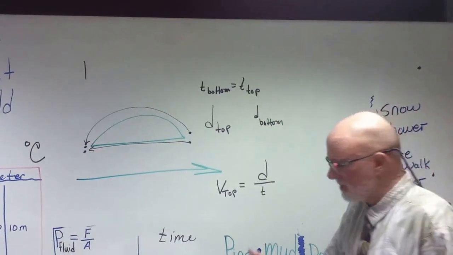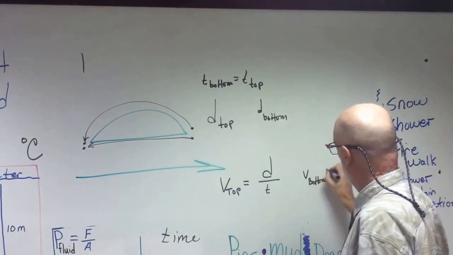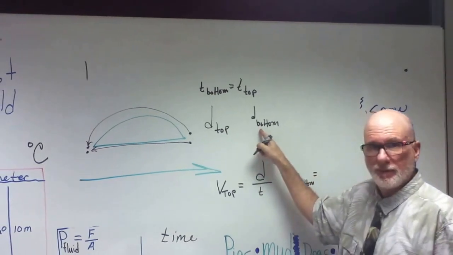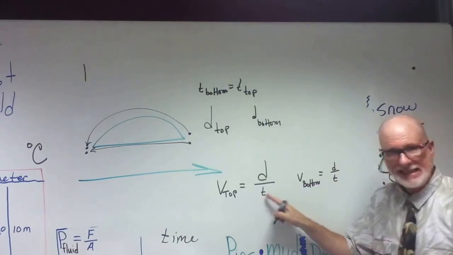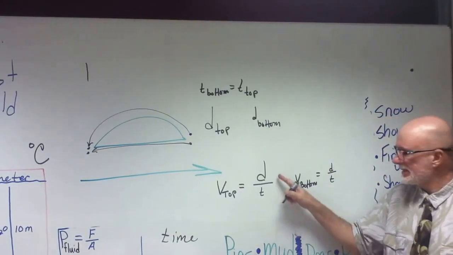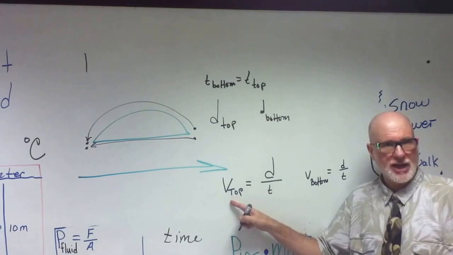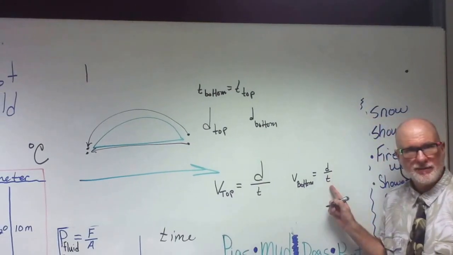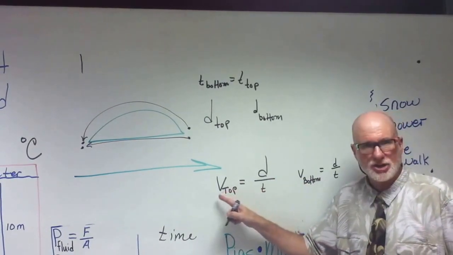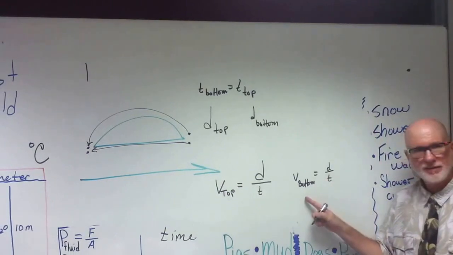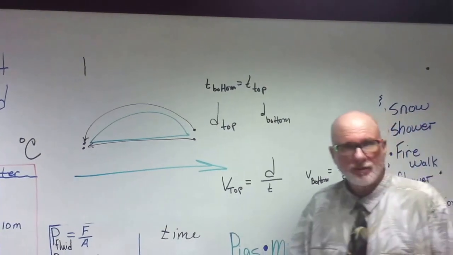The velocity on the bottom is going to be smaller, isn't it? Look. Smaller d, right? Smaller d, same t though, right? These t's are the same, aren't they? This distance is larger, therefore large over t is going to be a larger number than small over t, correct? Yes or no? Because the velocity at the top is going to be faster. That's correct.